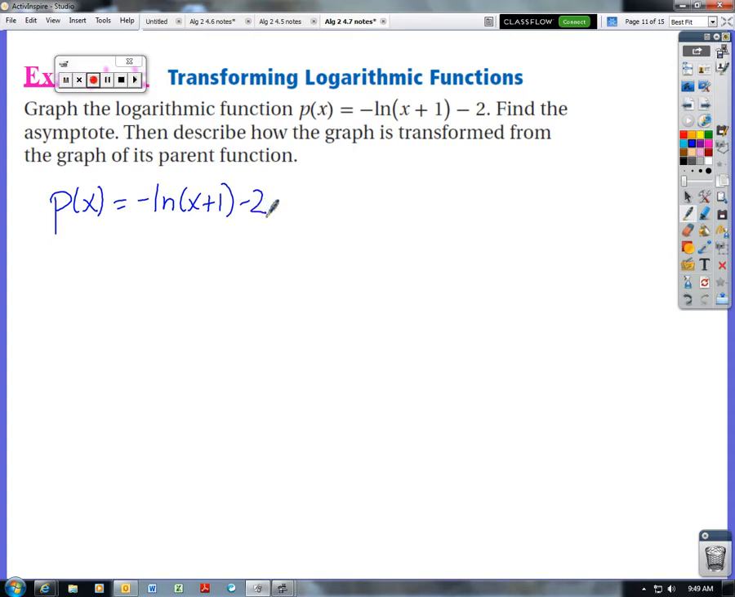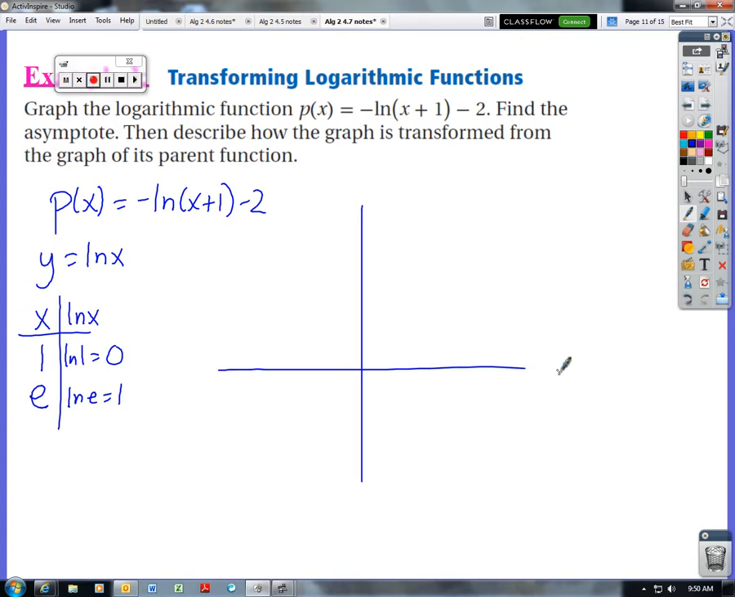Okay, so first we're going to identify the parent. That's the log, natural log in this case. Natural log of x is the parent. So I'm going to make my little t-chart. The easiest thing to do is use 1 and use the base. The base of natural log is e. So the natural log of 1 is 0, and the natural log of e is 1. Okay, (1, 0), and e is 2.7, up 1.